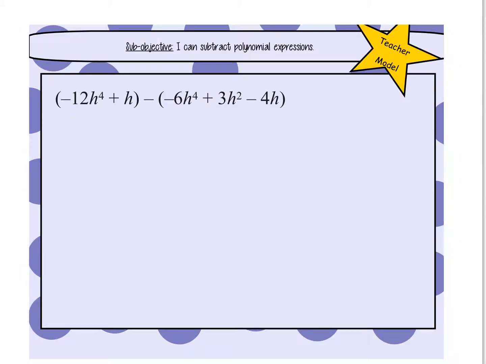All right, so this example, what operation is occurring? Well, this time it's going to be subtraction, so we've got to pay attention to that. Do I need to clear any grouping symbols?